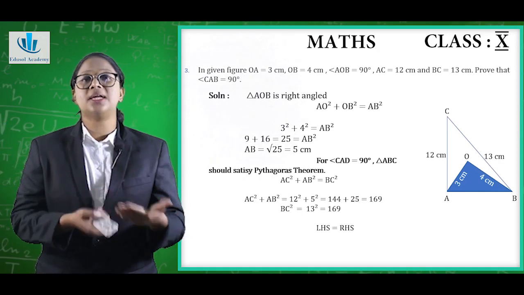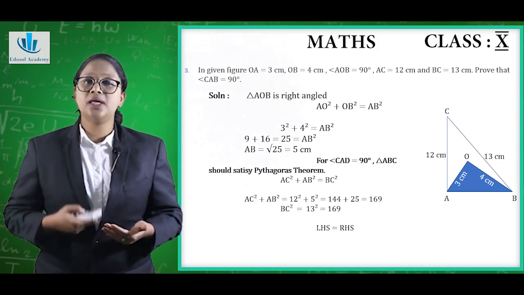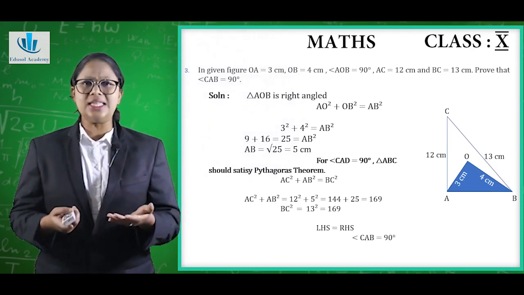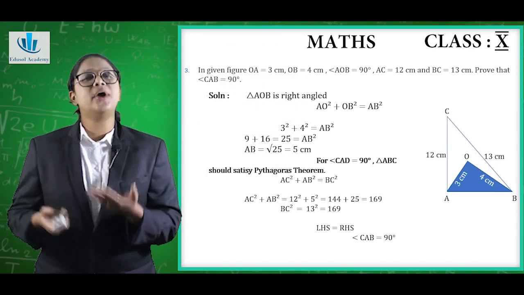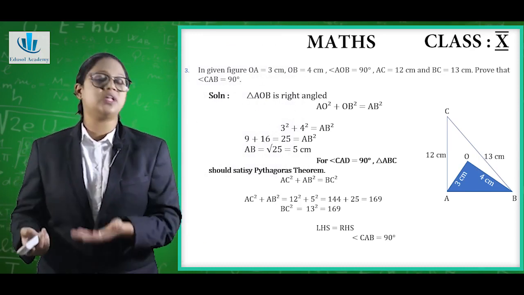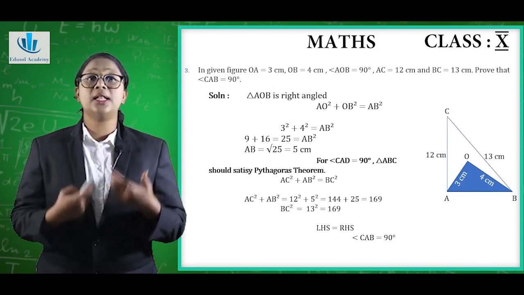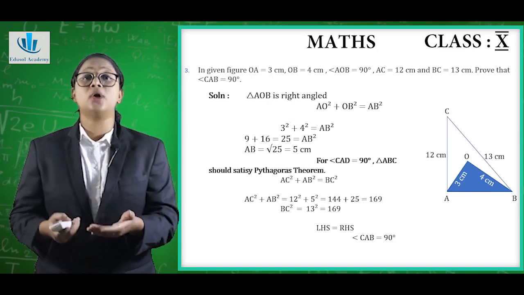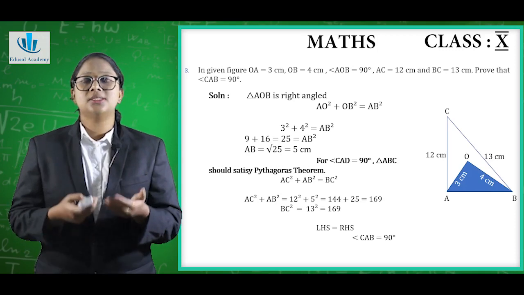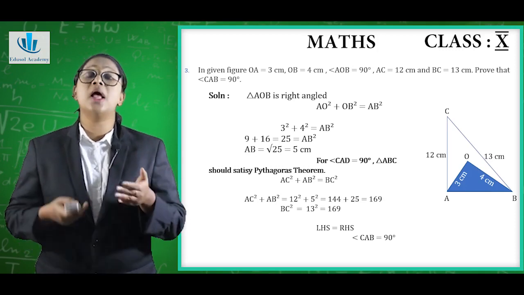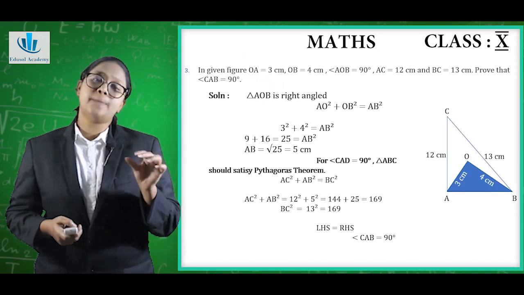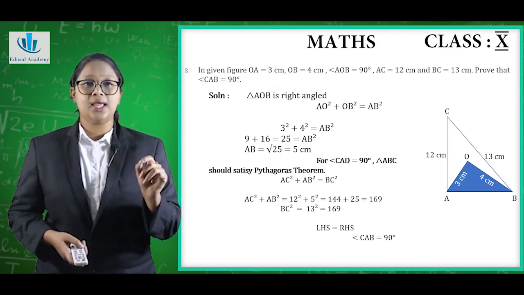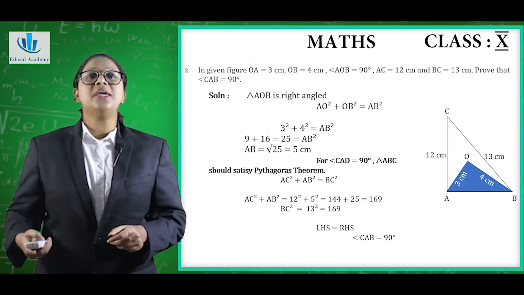Now we'll move to the next part, that is to find BC square. In the figure, BC is 13. So BC square will be 169. So we can see that AC square plus AB square is 169, BC square is also 169, which means that our triangle ABC is satisfying the Pythagoras theorem. We can conclude by converse Pythagoras theorem that since hypotenuse square is equal to base square plus altitude square, the angle opposite to the longest side, that is 13 centimeter, is 90 degree, or angle A or angle CAB is equal to 90 degree.